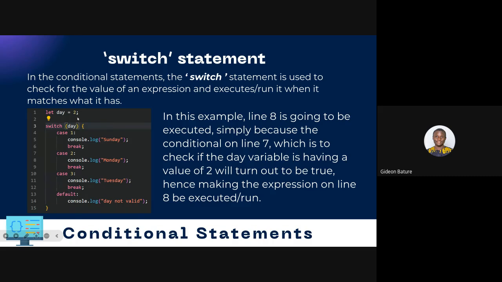Now, in a situation where our day is neither 1, nor 2, nor 3, it's going to come to this default. Now, what does this default say? Console.log day not valid. So it will now execute this part of the code default. Just like how if you are using your if and else, after checking with all your if and else if statements, at the end, anyone that does not match any of those conditions, you now come and use else to tackle it. So it's the same role that this default too is playing.